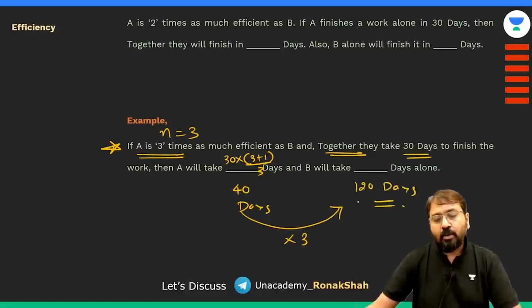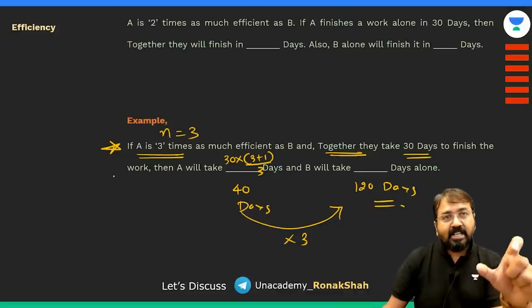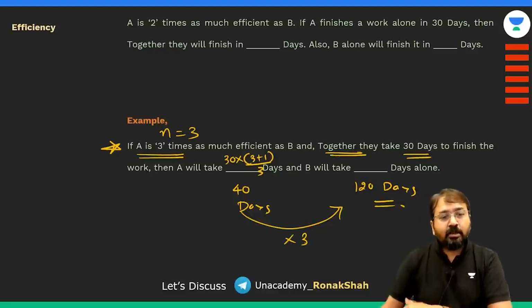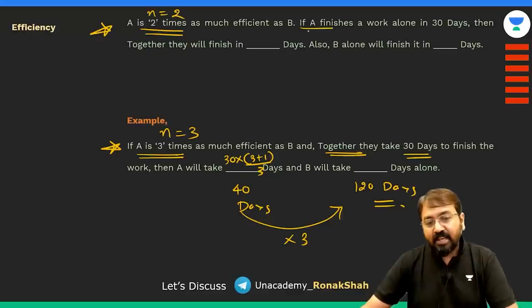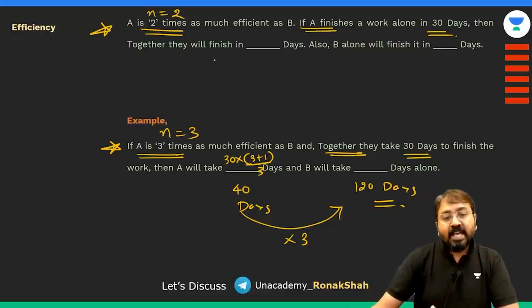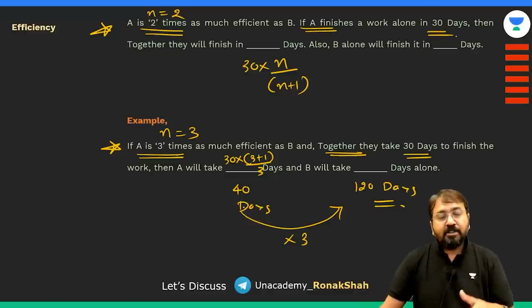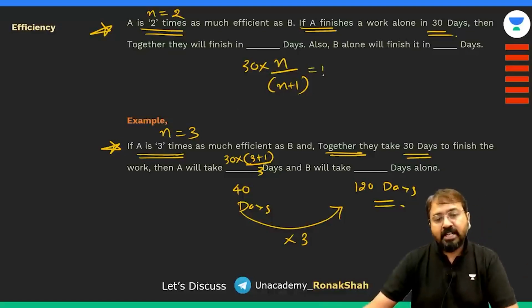So I really hope you have understood this. Similarly, if you are given information about the time taken by A to complete the work, and you are asked to find out how much time they will take together to complete the work, look at this example. A is 2 times as much efficient as B, so here n is 2, and A finishes the work in 30 days. Then together they will finish the work in 30 into n upon n plus 1 days. So guys, remember, it will be just the reciprocal. In the previous case we did n plus 1 by n. Over here it will be n upon n plus 1. So this many days they will take.